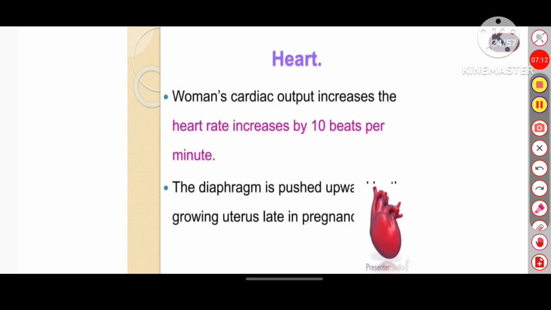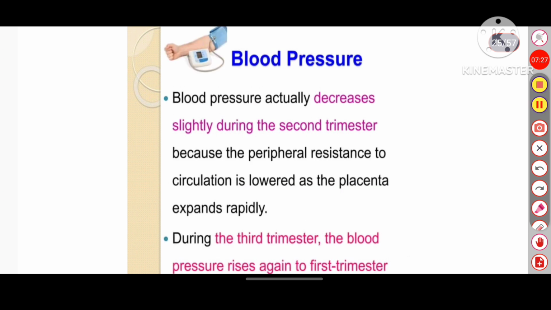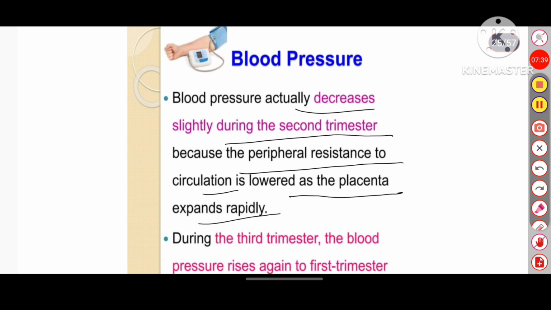And you can see the woman's cardiac output also increases, and the heart rate increases by 10 beats per minute, and the diaphragm is pushed upwards because of the growing uterus in the later stages of pregnancy. The blood pressure decreases slightly during the second trimester, mainly because of reduced peripheral resistance to circulation. It's also lowered as the placenta expands rapidly, and during the third trimester the blood pressure rises again, the same as in the first trimester.